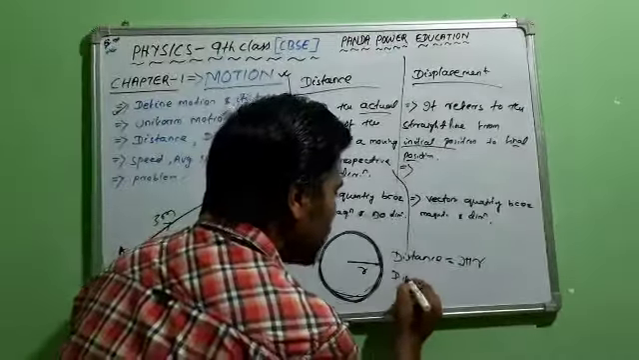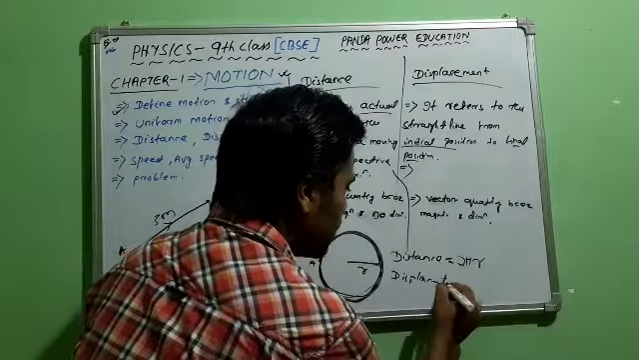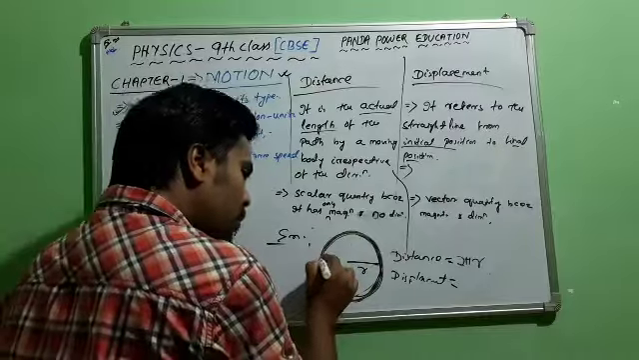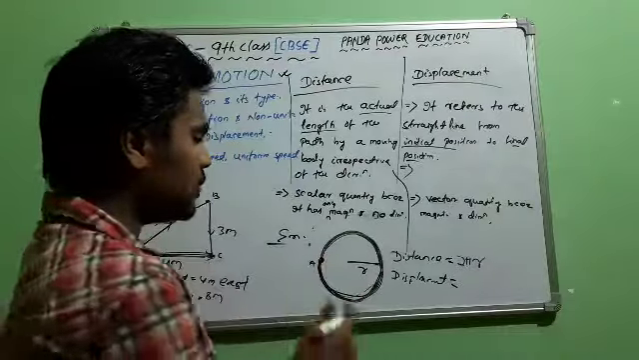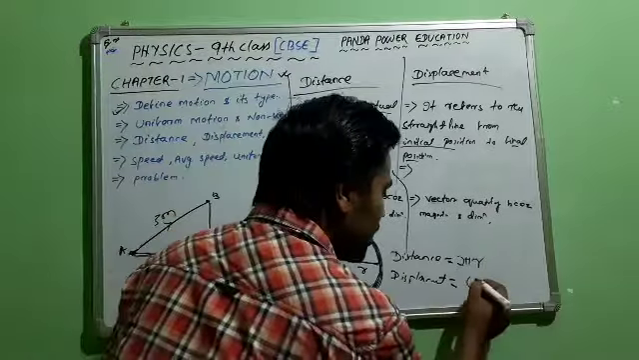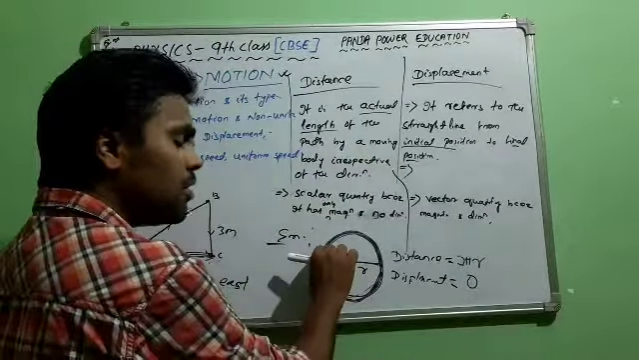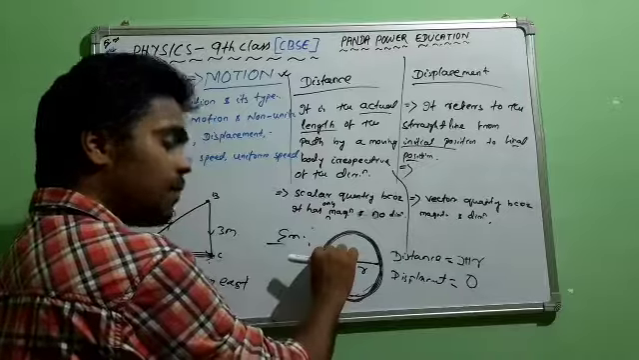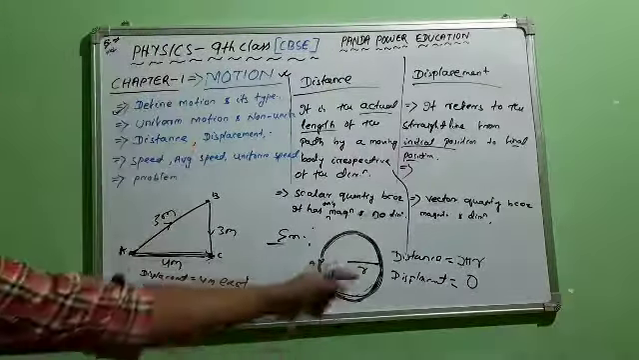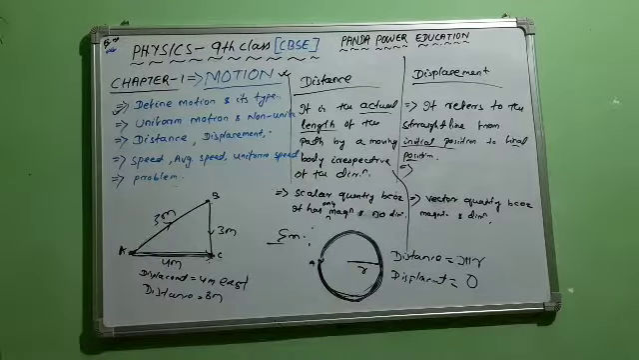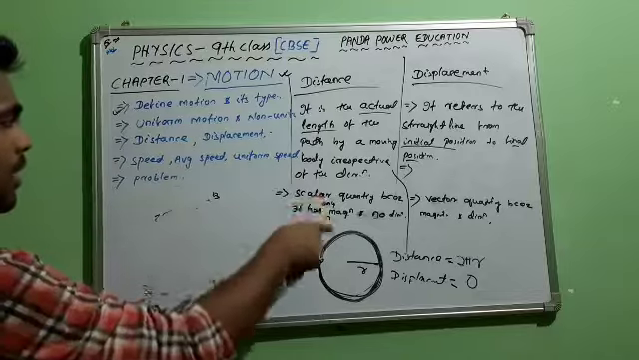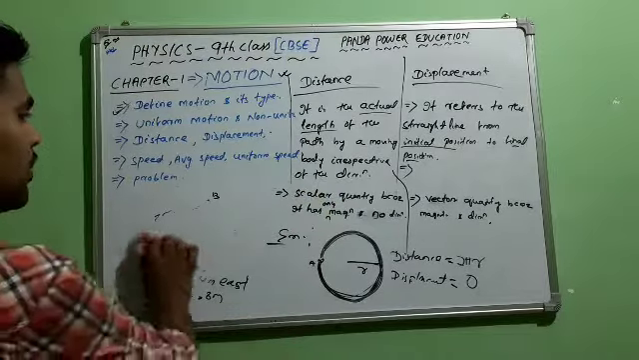But displacement how much? This is the initial position, and now this is the final position. There is no distance between initial and final position, so the displacement here is 0. Initial to final, the minimum distance or straight line path, is 0. Got it, students? This is one type of question asked in your exam. If any doubt regarding this, you can ask me in the comment box.